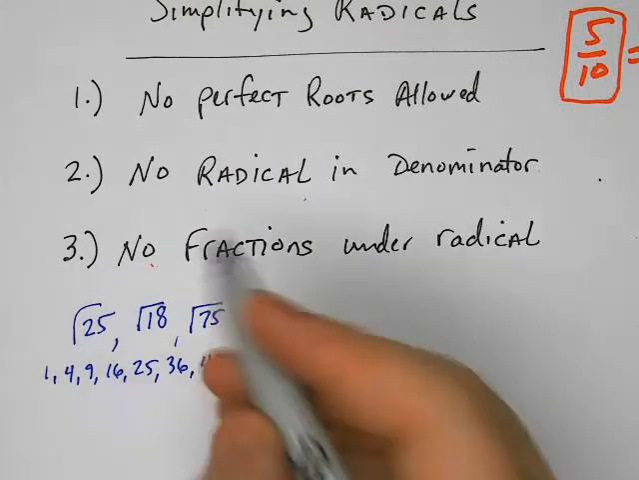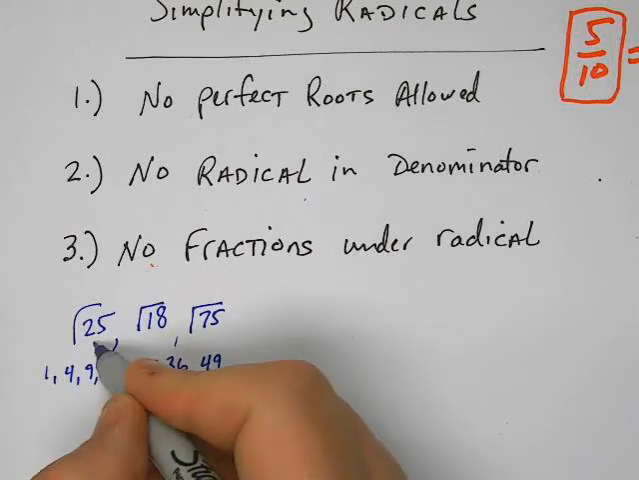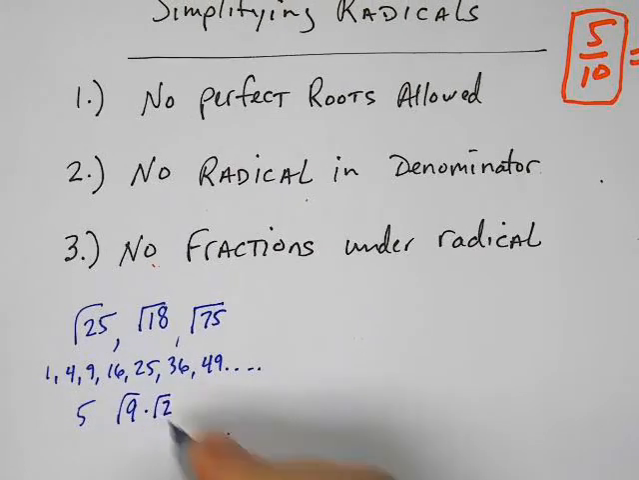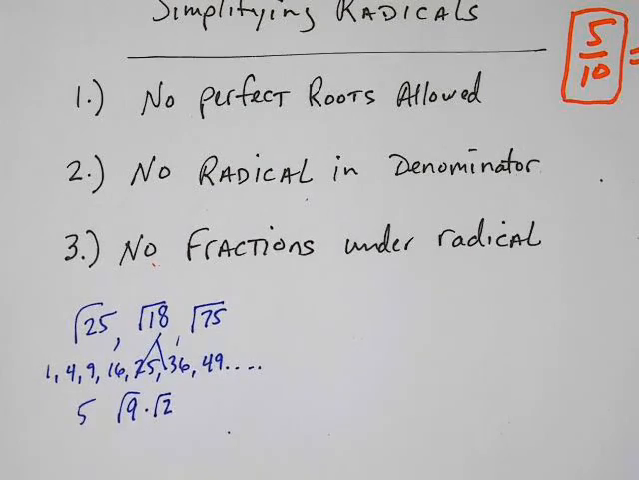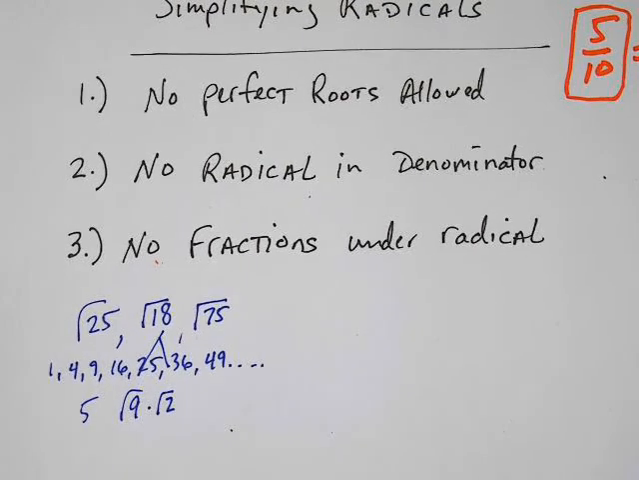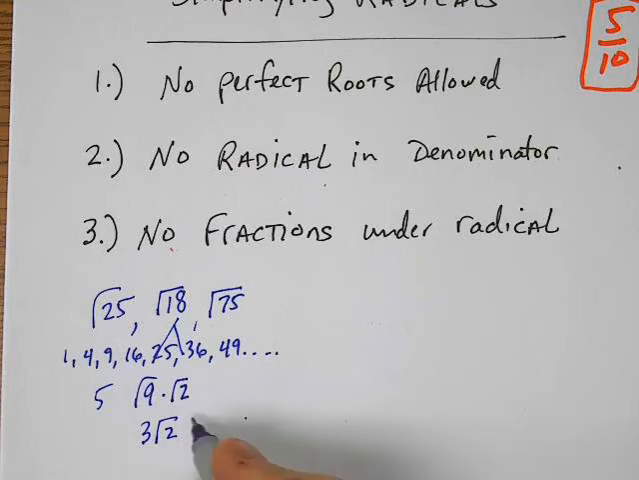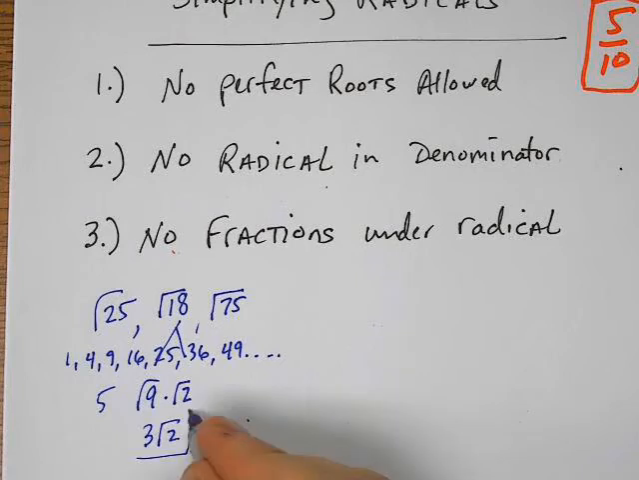All right, so 25 we know is 5. Square root of 18 would be the square root of 9 times the square root of 2. We do it just like you did in 5th grade with trees. What's the square root of 9? 3. What's the square root of 2? Some decimal. We don't want the decimal, so we're going to keep it as a square root of 2. So that's simplified.